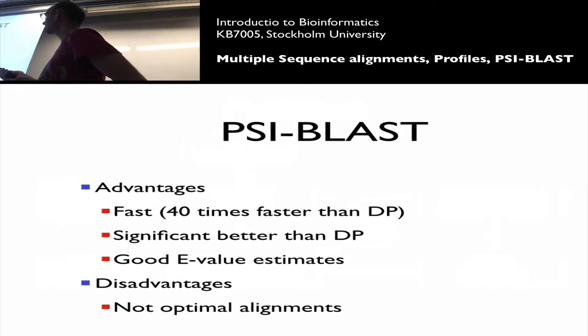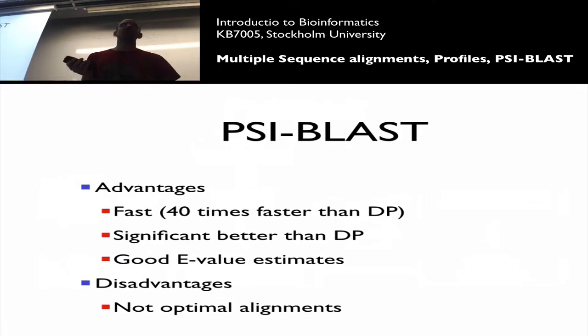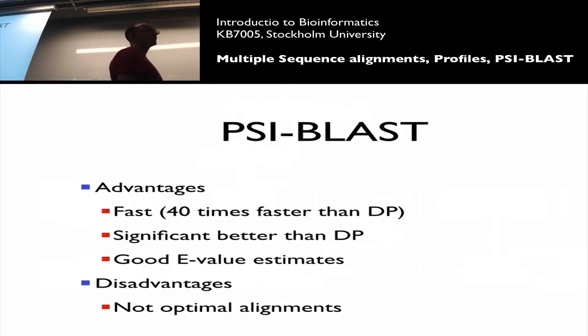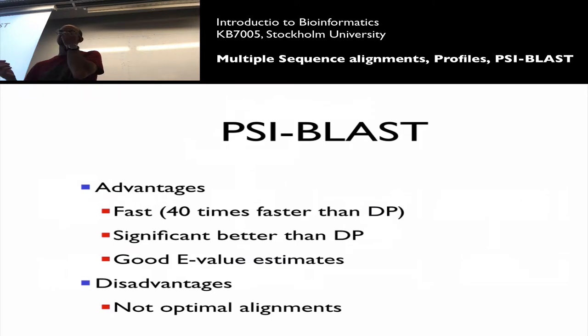So what's good about it? It's fast. It's like 40 times faster, depending on the size of the database, than dynamic programming. Today, you wouldn't do dynamic programming on a sequence database. It would just take forever. It's significantly better, in the sense of detecting good, more distant homologs. So you find the distant relationships, often meaningfully better. And you still have good E-value estimates.